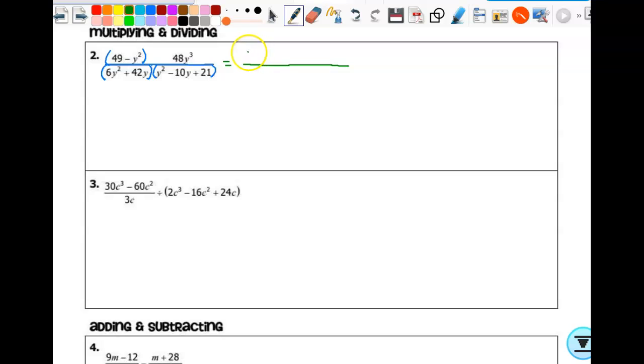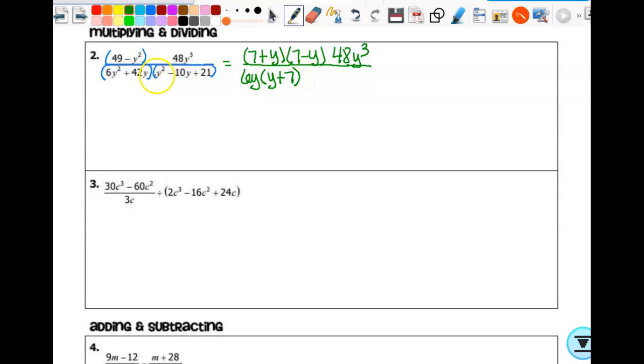Yes, this is a difference of squares, so this is 7 plus y times 7 minus y times 48y cubed. All right, so then in the denominator, now I had 2 terms. Actually, this is still just one big term. I had 2 in the first and 1 in the second, but when I multiplied them, it became 1 big one. And this right here, can I factor anything out? The 6y, good. So 6y, and then this is y plus 7.